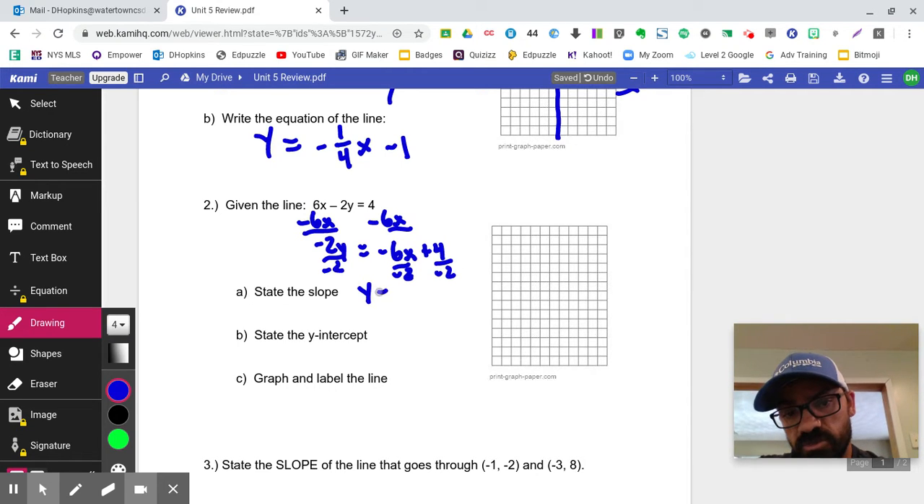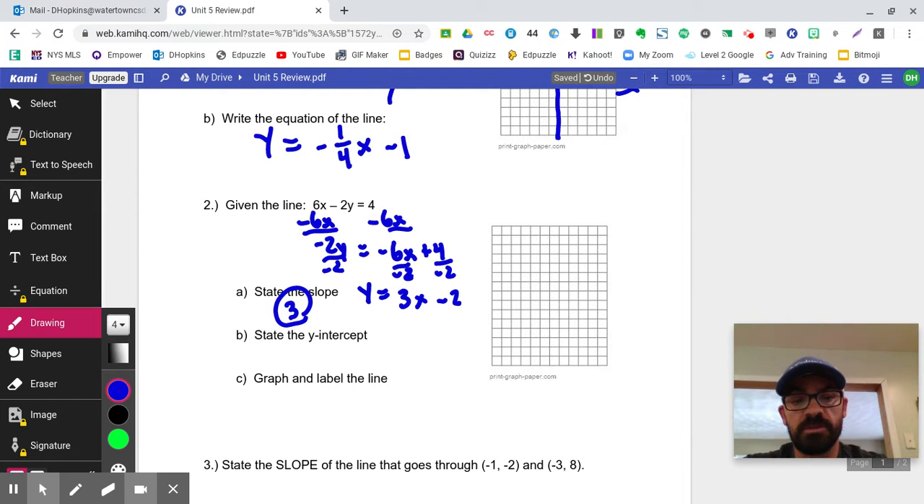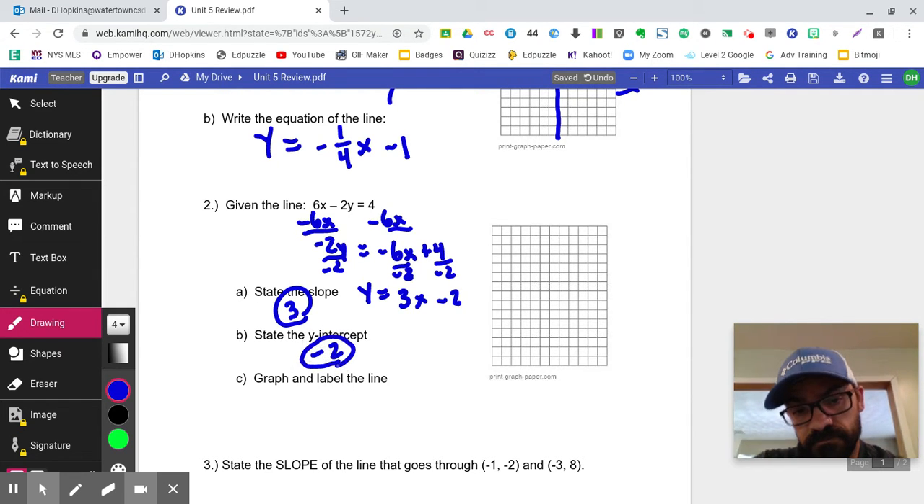So y equals 3x minus 2. That was a tough one. So the slope is always the number in front of x. That is 3. And the y-intercept is the other number, -2. It says graph and label the line.